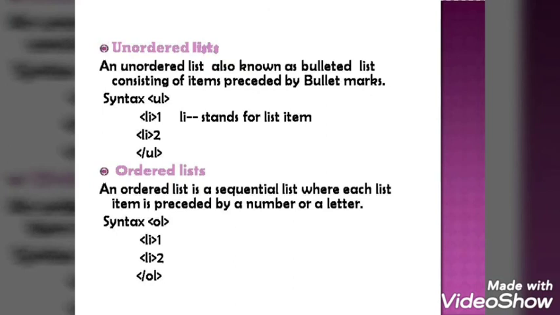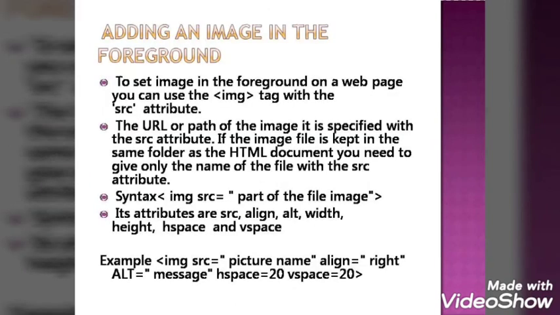Okay. Now, the last is how to add an image. You want to add an image in the foreground. Okay, if you want to set an image, what will we do? In brackets we will write IMG, the short form for image. The tag comes with the source, which is very important. Source means where the image is located. We will use a URL or path, the source of the image. We have to specify it in the source.